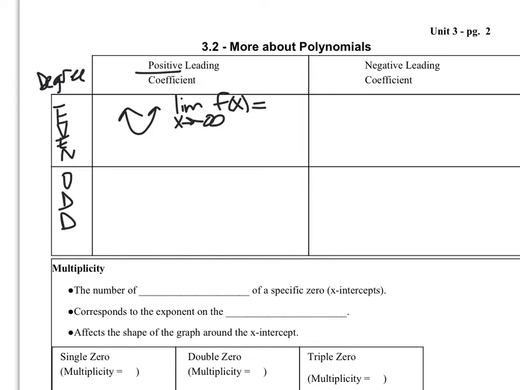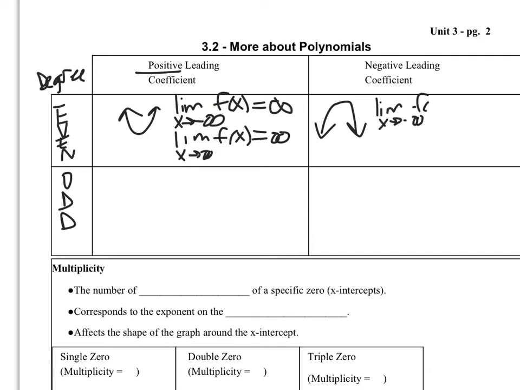So the limit as x goes to negative infinity, f of x goes up forever, positive infinity. And the limit as x approaches positive infinity of f of x is also positive infinity. If instead I do it even negative, that means both ends of my graph, the end behavior, goes down. So the limit as x approaches negative infinity of f of x equals negative infinity. And the limit as x approaches positive infinity of f of x equals negative infinity.